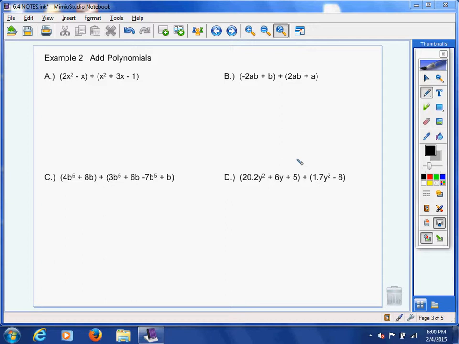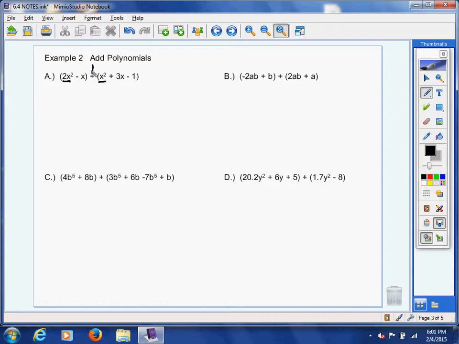So let's start with letter A. Here's our first polynomial, 2x squared minus x, and we're going to add to it this second polynomial, x squared plus 3x minus 1. Okay, we are looking for like terms, so we're going to start here in the left set of parentheses with the x squared. Now let's look over to the right side. In that right side set of parentheses, do you see an x squared term? I do too. We want to add those together.